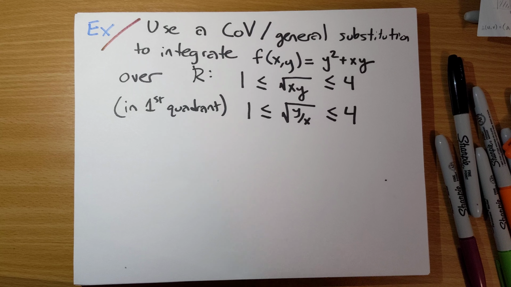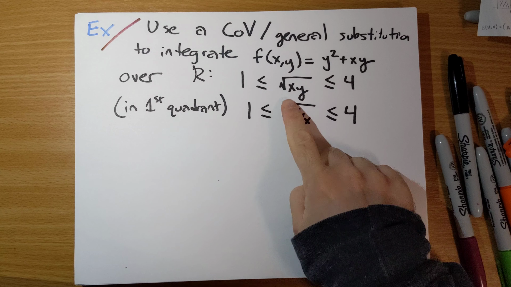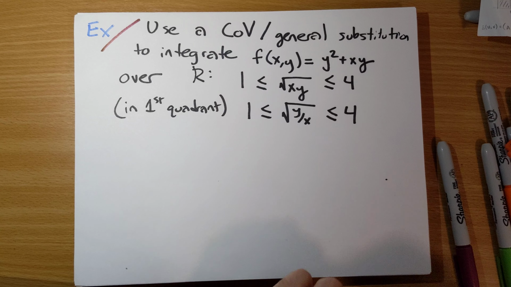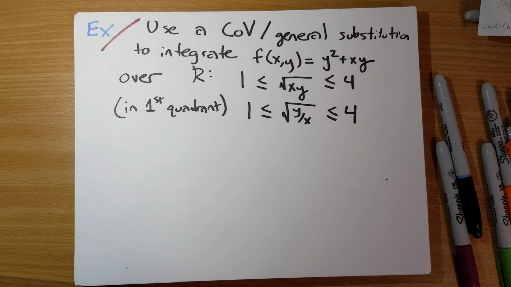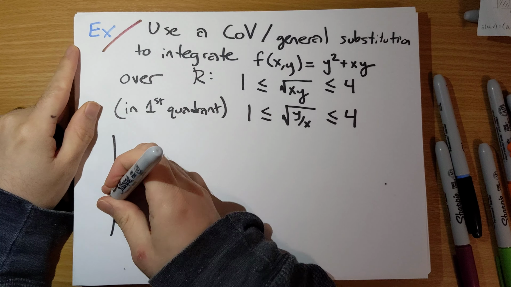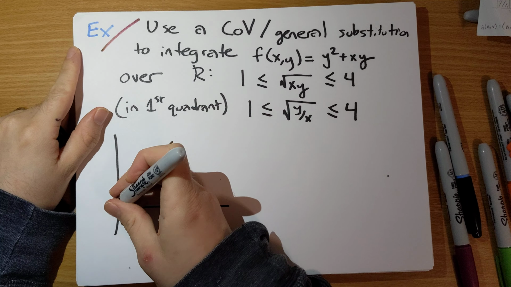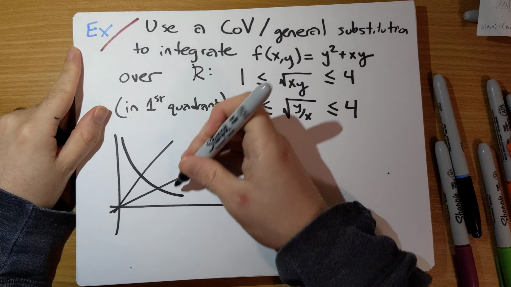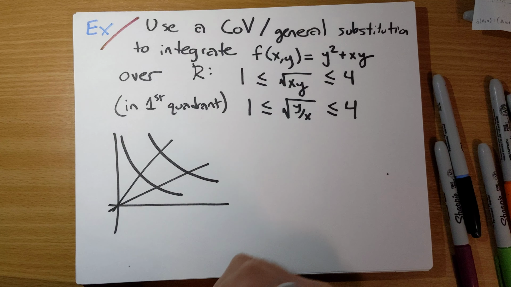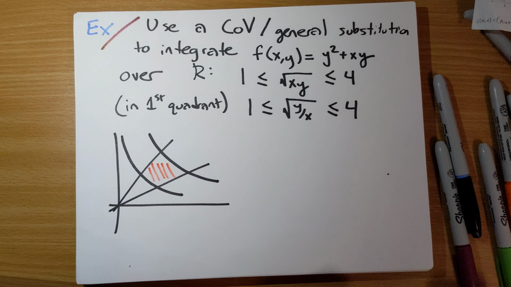We use change of variables, or general substitution; I'm going to be using those terms interchangeably, to integrate f of x y as y squared plus x y over the region in the first quadrant given by these bounds here. If you want to graph the region, it ends up looking like this.